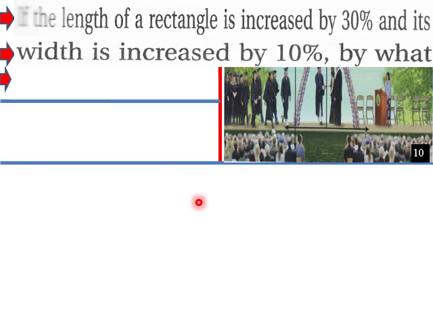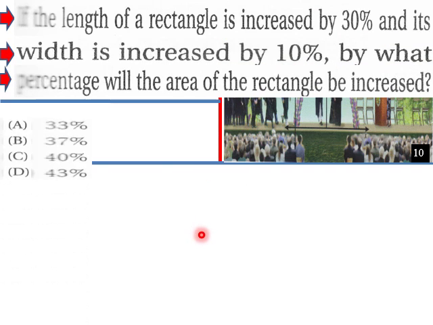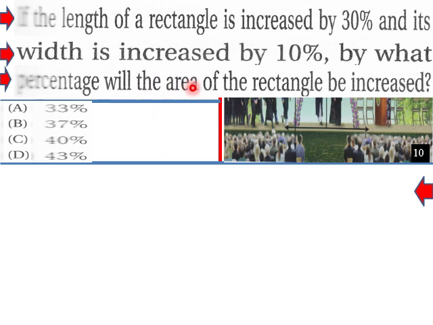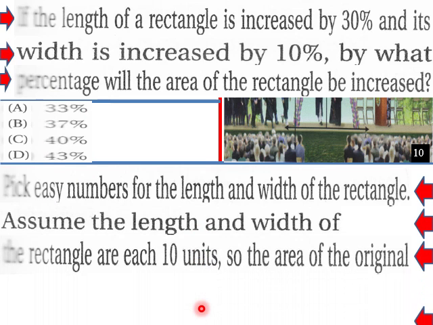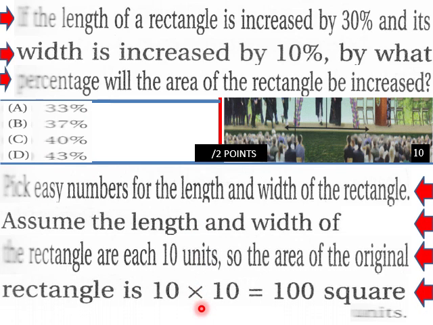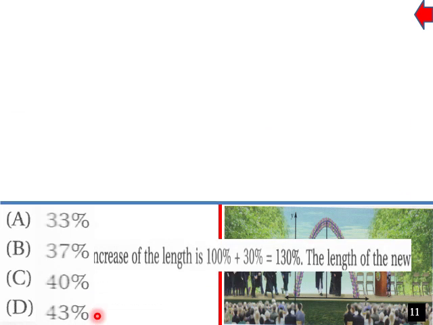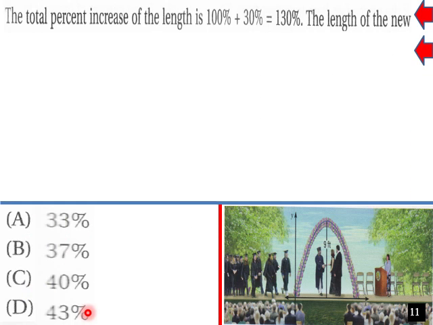If the length of a rectangle is increased by 30% and the width is increased by 10%, by what percentage will the area of the rectangle be increased? Here are the possibilities. Pick easy numbers. So 10 by 10 will equal 100 square units, for example here. So again, here are our choices. If we increase one side by 30%, the total percent would be 130%.